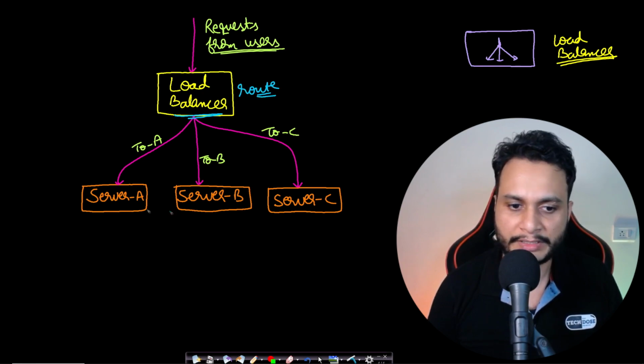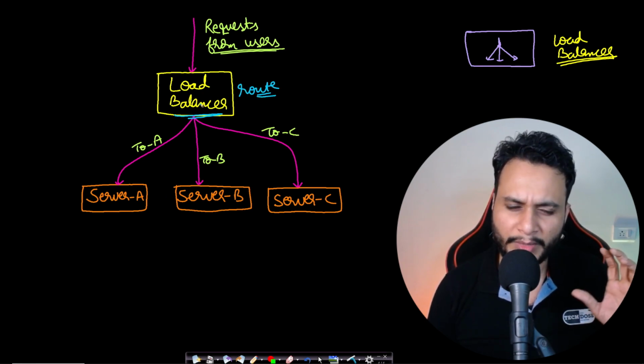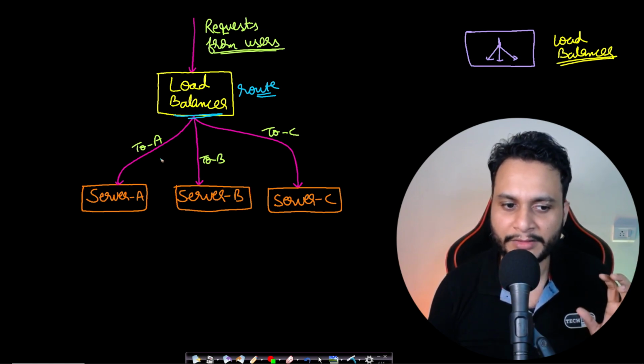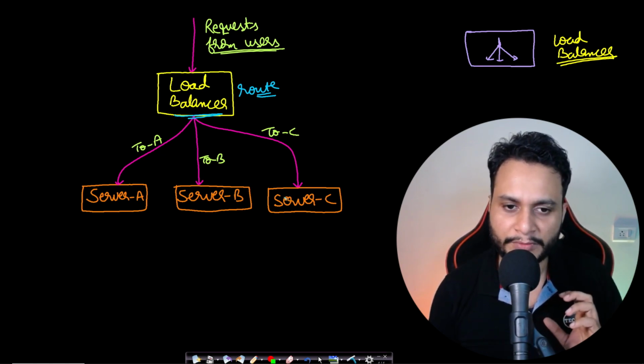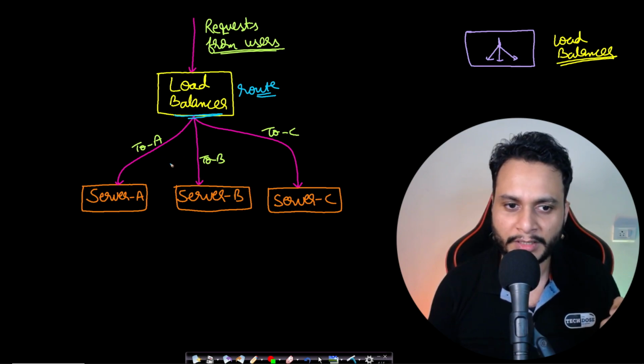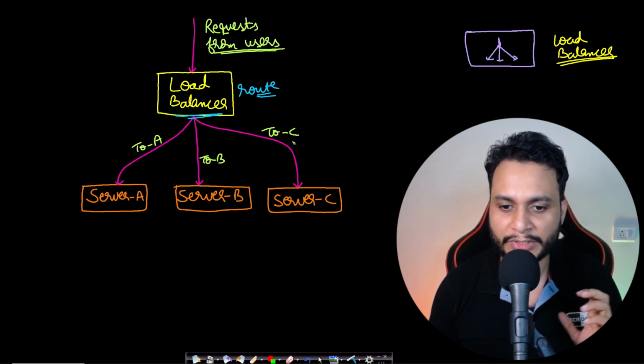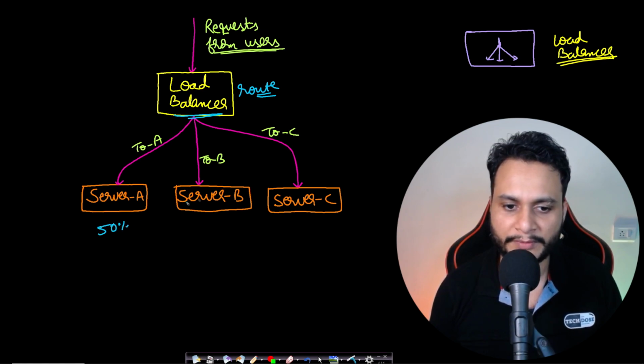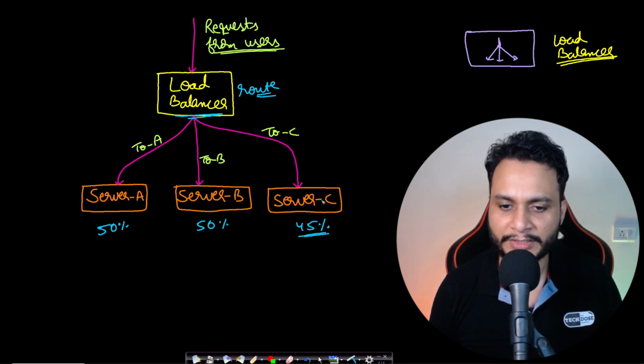The load balancer always tracks the health and the load on all of these servers, and whichever has the least load, it is highly likely that the request will go to that server. If server A is 50% loaded, server B is 50% loaded, and server C is, let's say, 45% loaded, then just based on load, we will send the next request probably to server C. It makes sense, right?